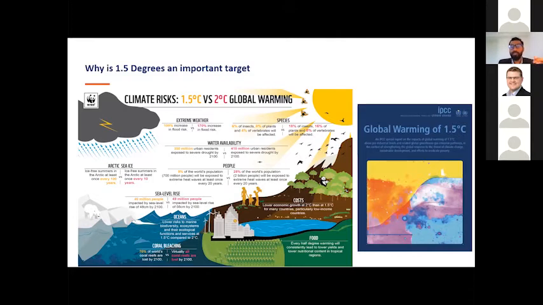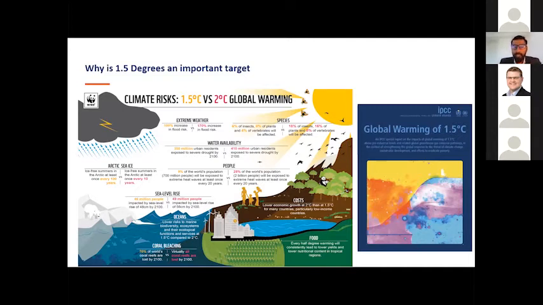We're now in a position where we're around 1 to 1.3 degrees warmer, and we're fast approaching 1.5 degrees, and we could even be on track to go over 2 degrees. And in South Africa, we know that our country is warming faster than the rest of the world, so we'll be on track for 3 degrees warmer than pre-industrial society.